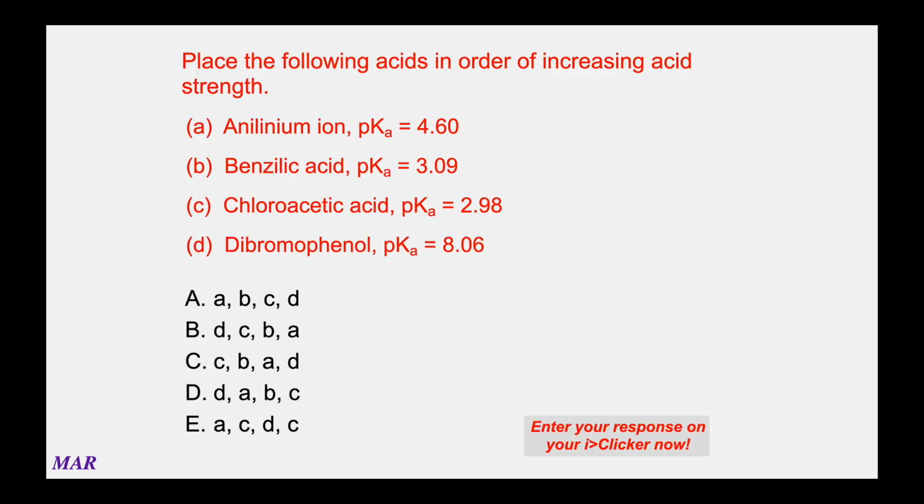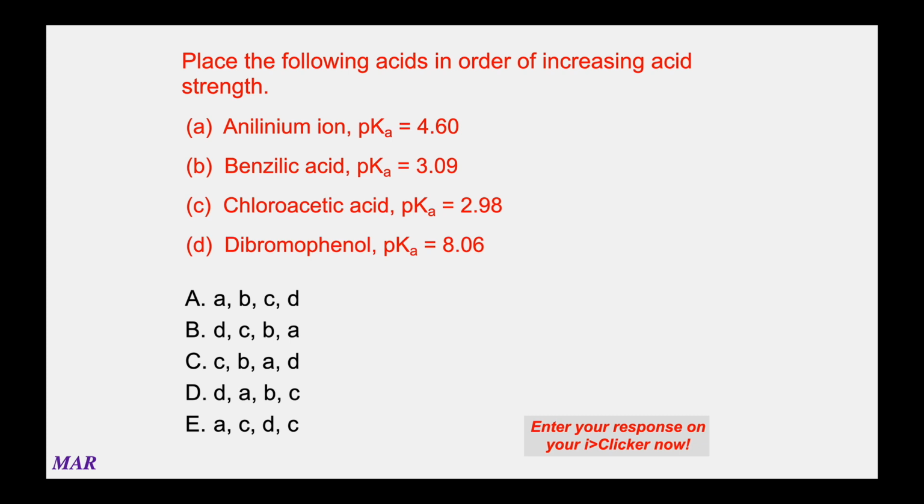Cool. Here are 4 acids with 4 pKa's, and I'd like you to put them in order of increasing acid strength. Now remember, pKa is related to Ka, and Ka is related to the strength of the acid. So think about those 4 values and put them in order of increasing strength, weakest to strongest. Pause the video, work on this question, and when you're ready, unpause it. We'll talk about the answer.